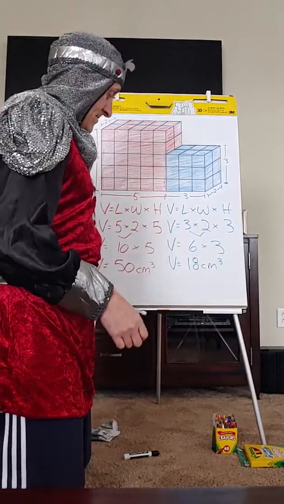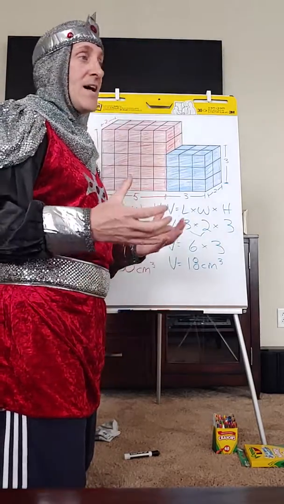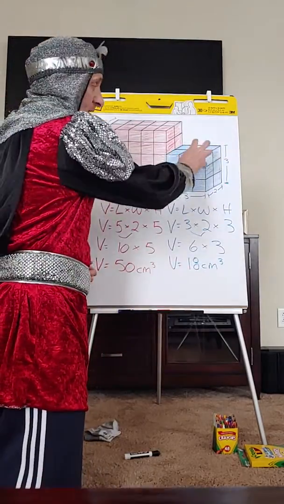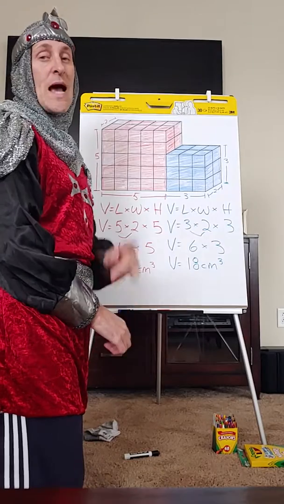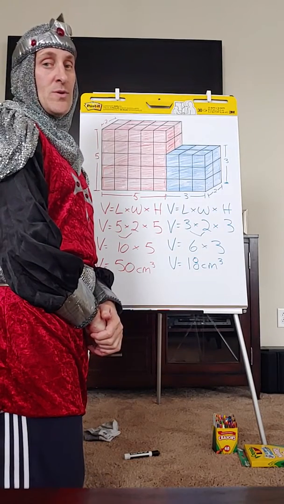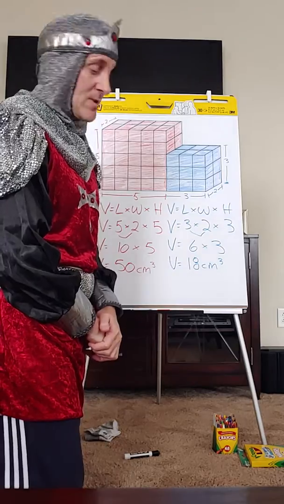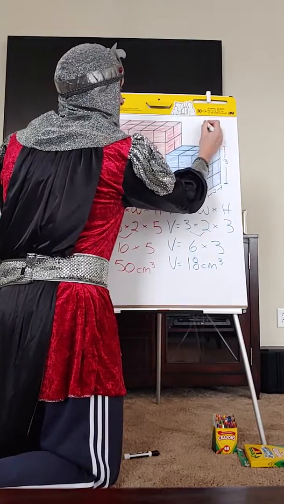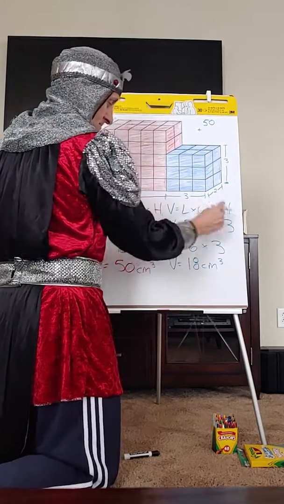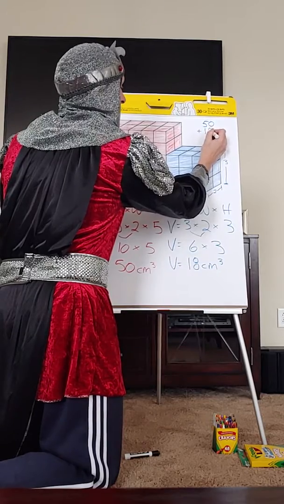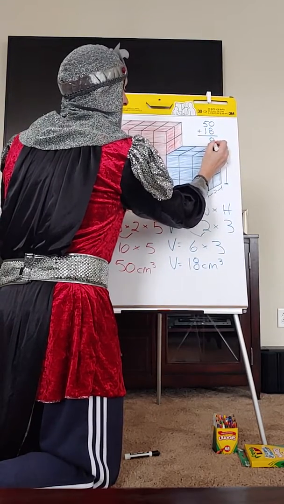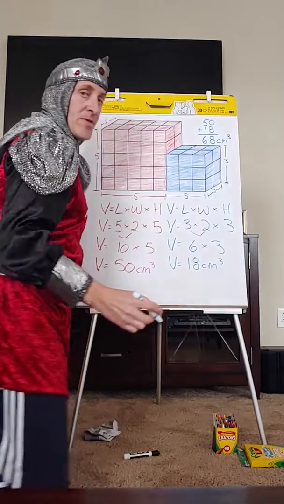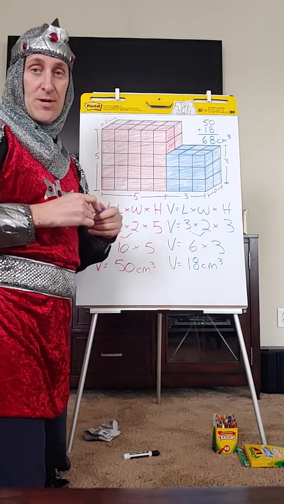But that's not the answer yet. We need to figure out what is the volume for all of it. So I'll take how many cubes on red, how many cubes on blue, and do what? Which operation do I do? We add them. Yes, we add them. So let me take my 50 red cubes, I'll do it all in blue, plus 18 blue cubes for a grand total of 68 centimeters cubed for this irregular rectangular prism.